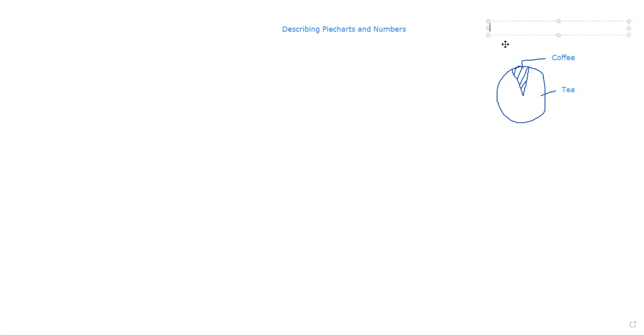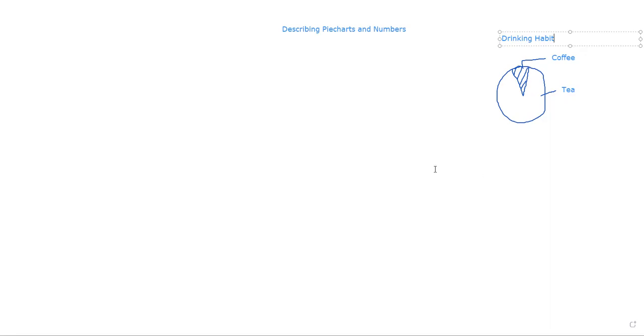So this is maybe a pie chart about a person's drinking habit. Even though it's not given in the pie chart how many cups of coffee or how many cups of tea that person drinks, is it not identifiable from looking at the pie chart which of the drinks that person drank the most or the least? Tea. Yes, exactly. So that is the main feature of a pie chart.